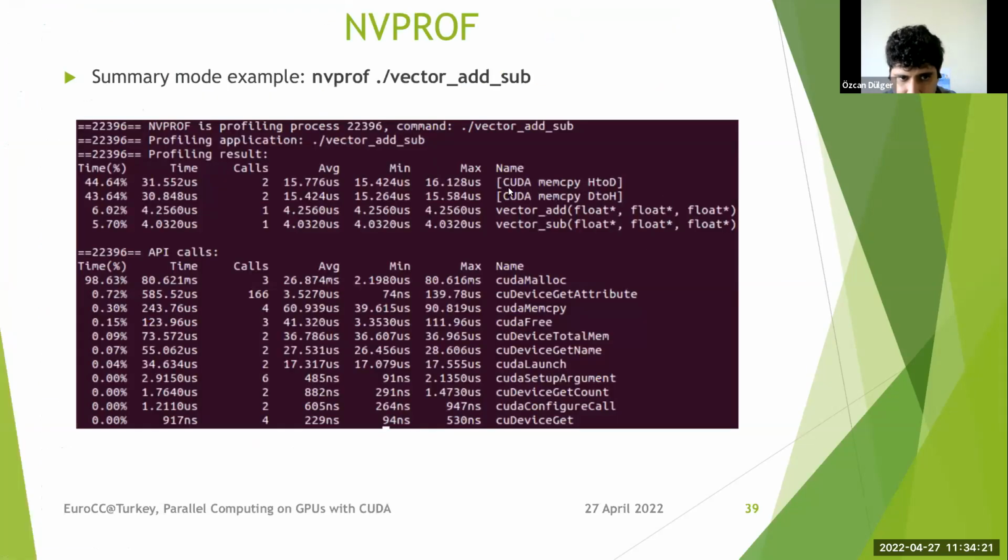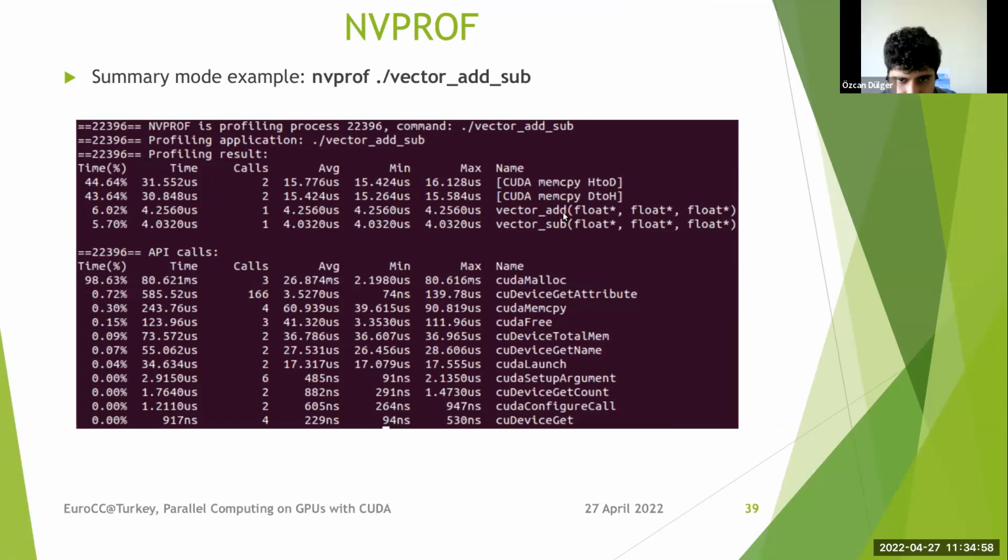As you see here, in the first line, two copy operations from host to device, and these are the execution times of it: average, minimum, maximum. And this is the number of calls. We have two memcpy operations for host to device, and in the second line here, memory operation from device to host, as you see, and execution times and number of calls. Again, we have two copy operations from device to host.